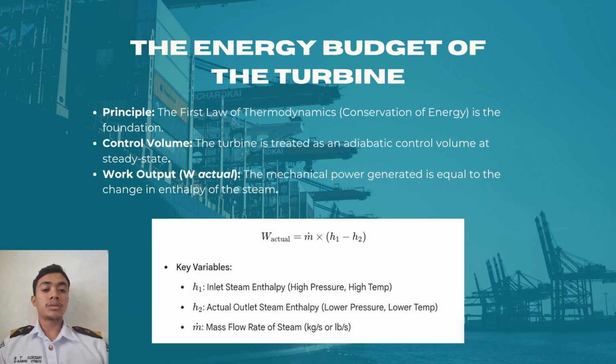The basic function of a turbine is to convert the thermal energy carried by the high pressure steam into mechanical work. The slide states that the work output, the mechanical power generated, is equal to the change in enthalpy of the steam. Enthalpy is essentially the total energy content of the steam. As the steam expands and pushes the turbine blades, it gives up its energy. This lost energy is precisely the work we extract.